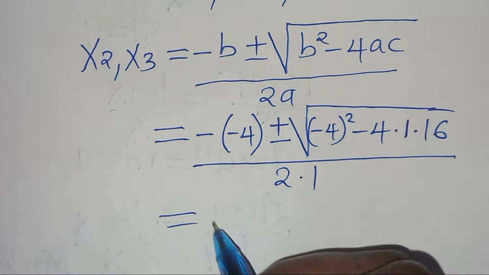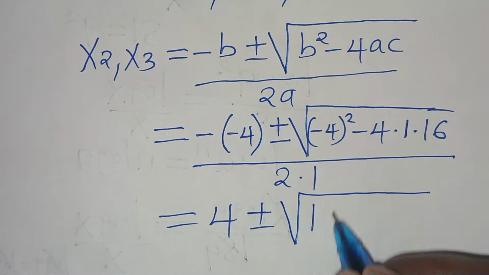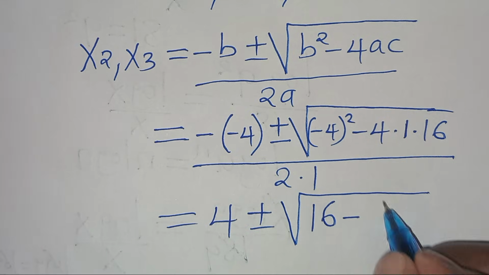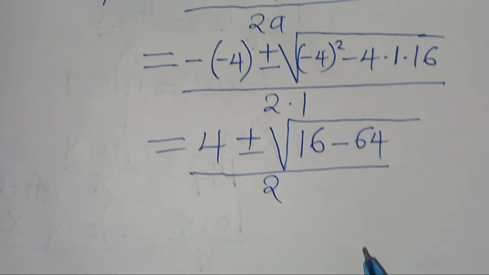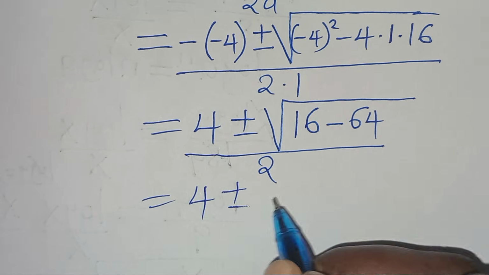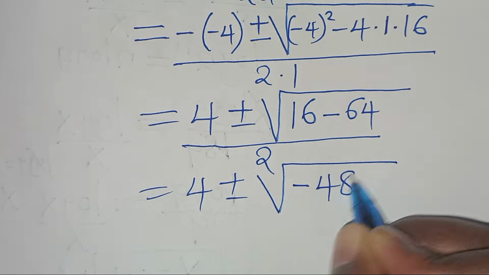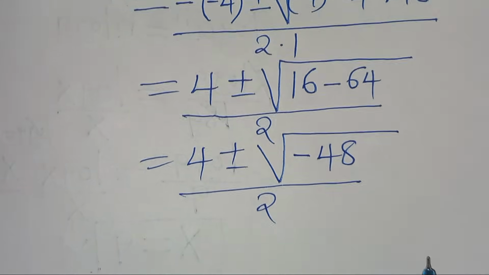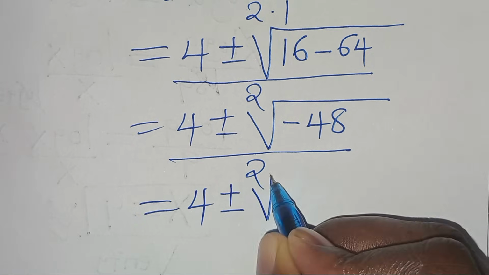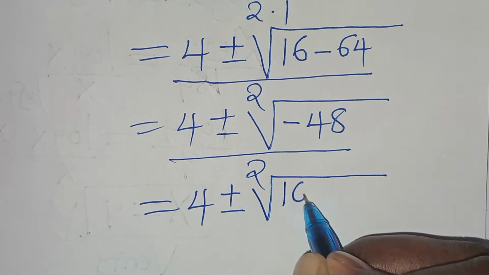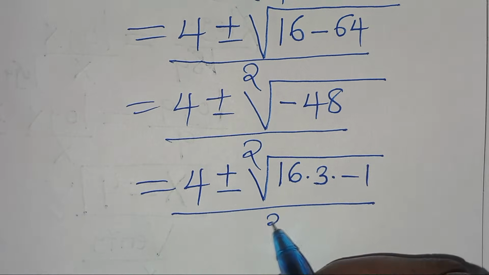So here we have minus times minus 4, this is 4, plus or minus the square root of minus 4 squared, this is 16, minus 16 times 4, this is 64, then divided by 2. So here we have 4 plus or minus the square root of 16 minus 64, this is minus 48, divided by 2. Now we can express the square root of minus 48 as the square root of 16 multiplied by 3 multiplied by minus 1, everything divided by 2.